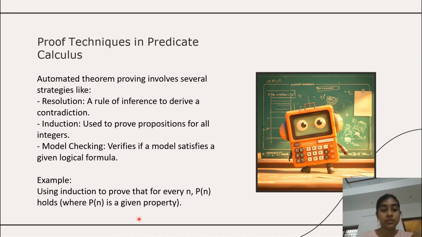So here is an example using induction. For example, we can prove that a property P(n) holds for all natural numbers n by first proving it for n equals 0, then proving that if it holds for n equals k, it has to hold for n equals k plus 1. It starts from 0, but whatever we have, natural numbers are included.